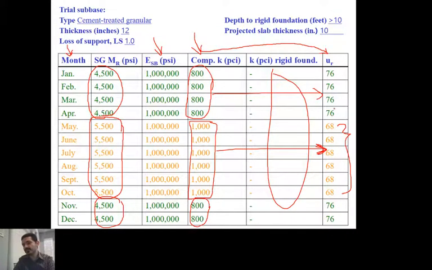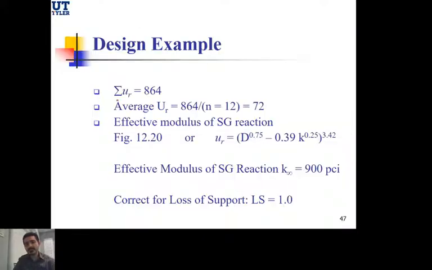So what to do with these numbers here? As I told you before, we need to sum up all these relative damages. So 76 times 6 plus 68 times 6, we'll sum them up. The summation of all the relative damage is equal to 864. So we're going to divide the 864 by 12 to get the average relative damage per month. On average, the relative damage is 72.